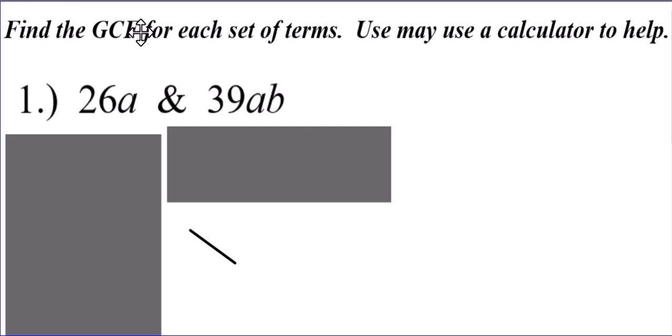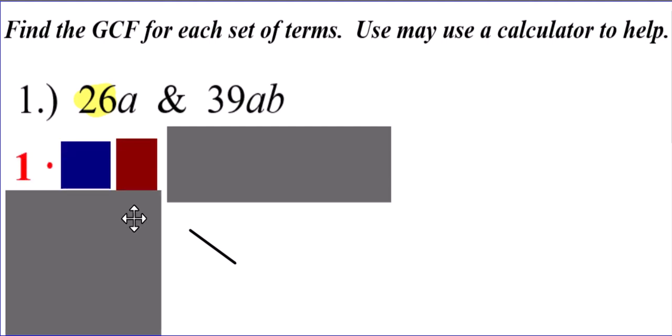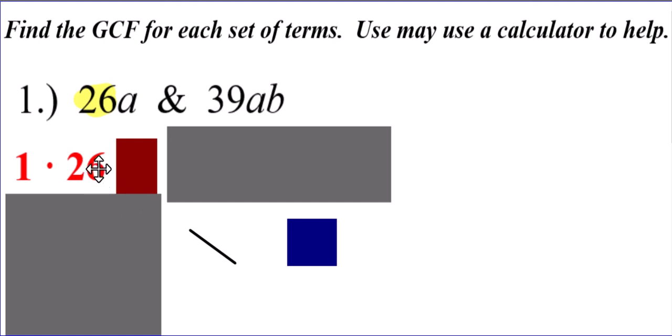All right, let's find the greatest common factor for each of these two terms. Now, we start with the smaller number. I think we can all agree the smaller number here is 26, okay? So, what's the biggest factor of 26? Well, think 1 times 26 would give you 26. So 26 is the greatest factor of 26.